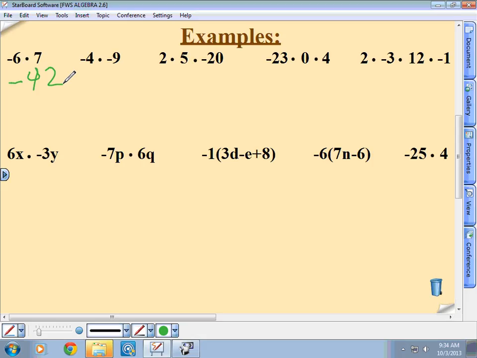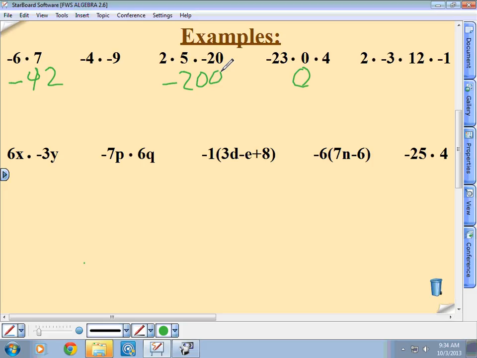Shay. Negative 23 times 0 times 4. That's the atom bomb, right? You're multiplying three things. You got a 0 in there. It doesn't matter what the numbers are. It's just 0. Elise. Let's do this one. 2 times 5 times negative 20. Negative 200. Very good.